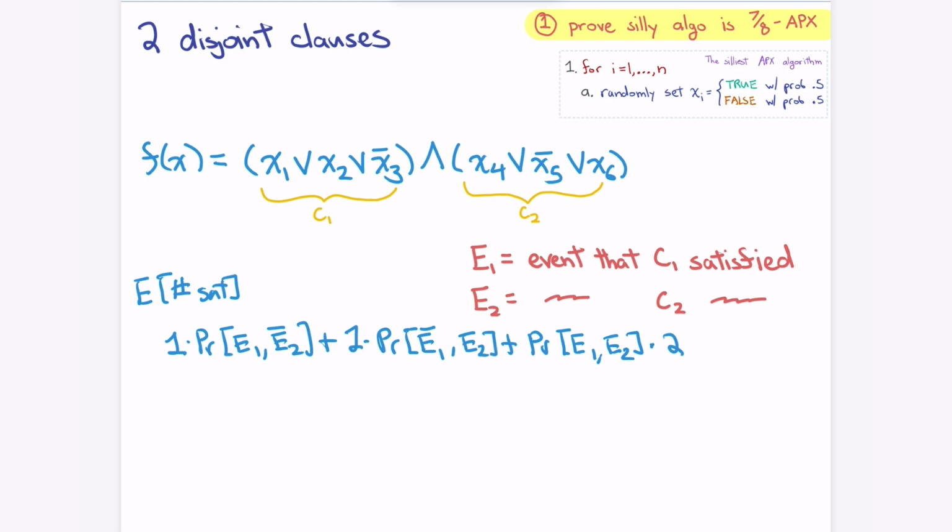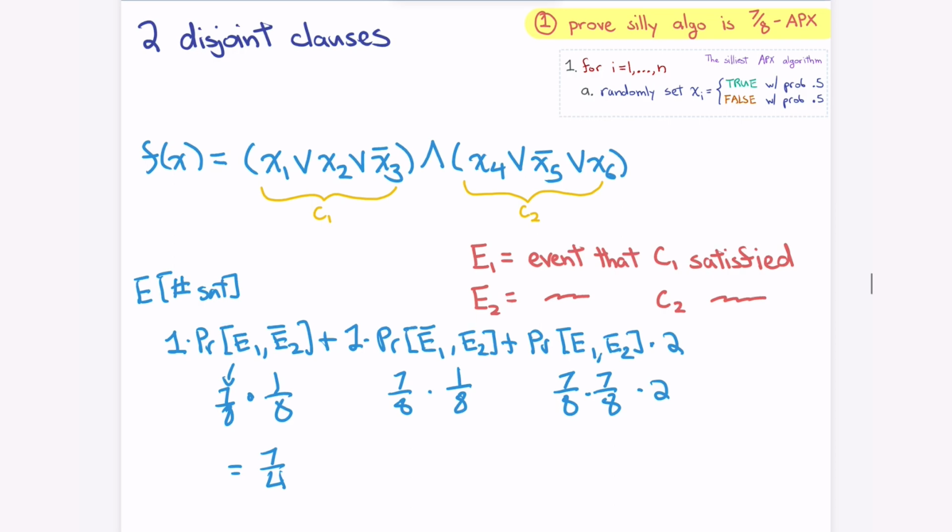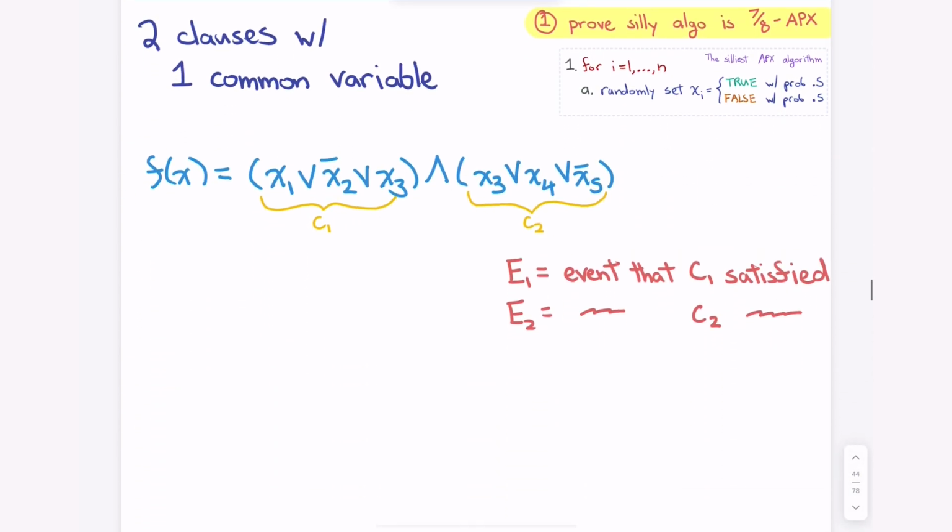So what is the probability that I satisfy the first clause but I don't satisfy the second? I know they're independent because they don't share variables, so I can break them apart. This is going to be 7/8 over here and then 1/8 over here, and then 7/8 over here times 1/8 over here, and then 7/8 times 7/8 times 2. I've done the math ahead of time, so this should give you 7/4.